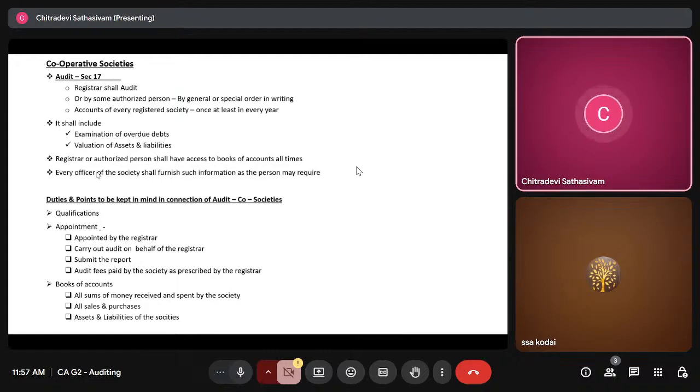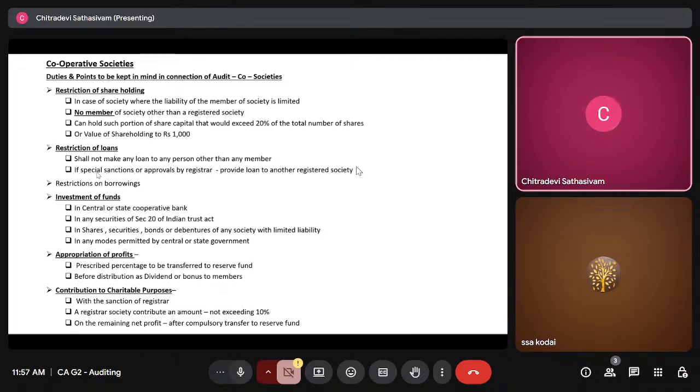And books of accounts. What should be done? All sums of money received and spent in the society, all sales and purchases, and assets in the society have to be maintained properly, and you are the person carrying out the audit. These are the entire points of duties. In the examination, they will not ask you everything.